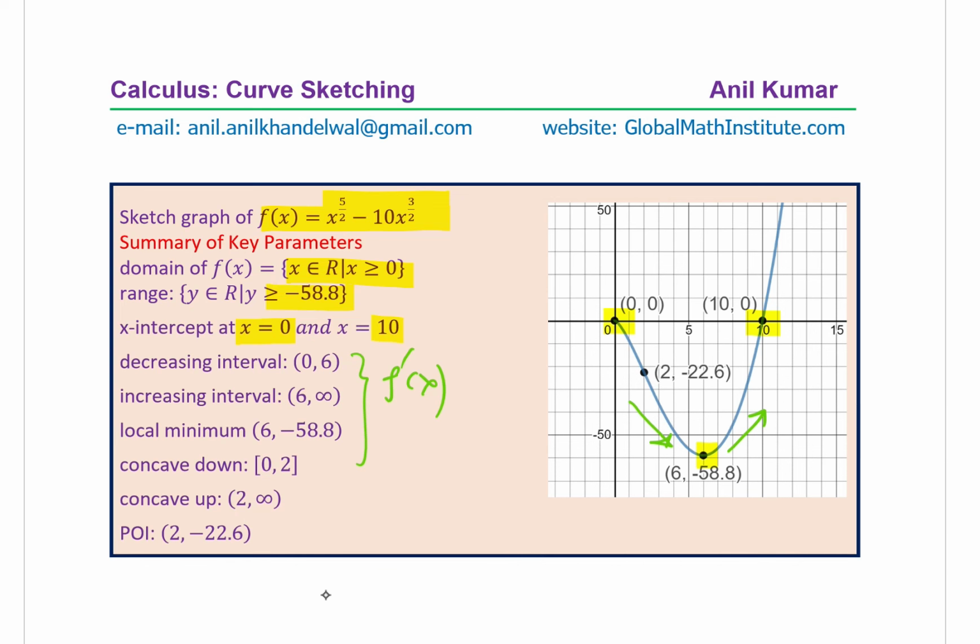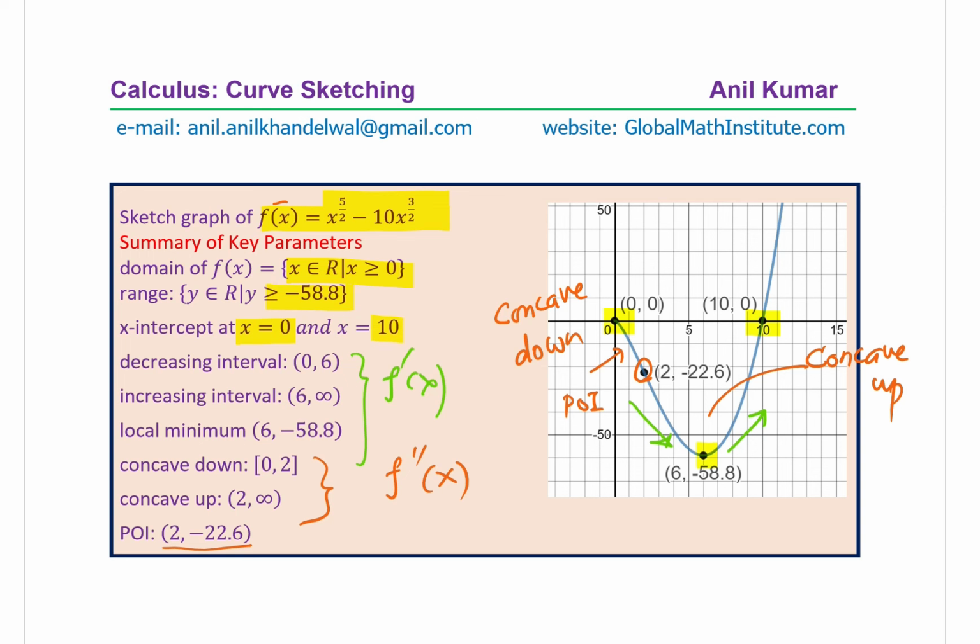The other part is about the concavity, which gave a point of inflection, and that is, you can see that in this part it is concave down, right? This portion is concave down. And this portion here is concave up. And so in between, we do have a point of inflection, which is at 2, minus 22.6, right? So substitute the value 2 in the function to get this particular value. And then you can sketch your graph by connecting a smooth curve as shown here. Is that clear to you?